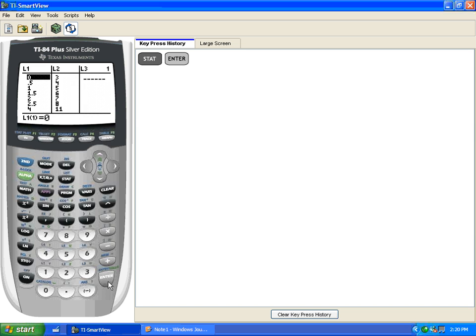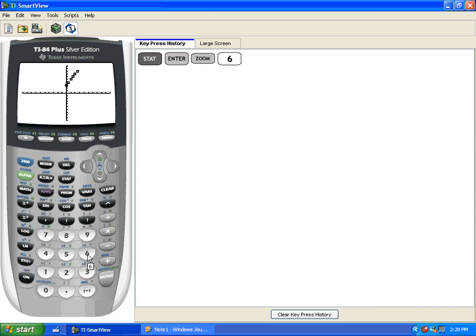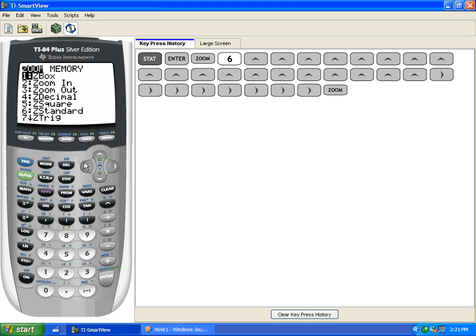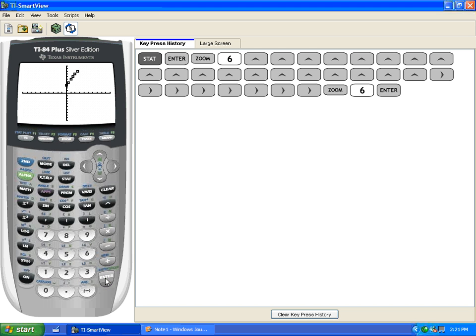First thing I want to look at is a graph of these. I'm going to go over here to Zoom Standard, and there the calculator is going to give me my input and output pairs, my ordered pairs, as represented as dots on the graph. Now I might move my pointer up and zoom in one more time and get a better look at some of these ordered pairs.